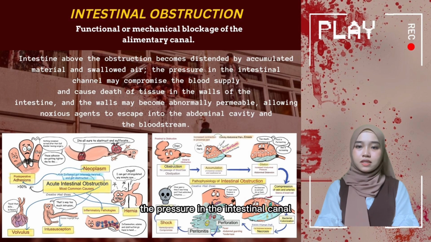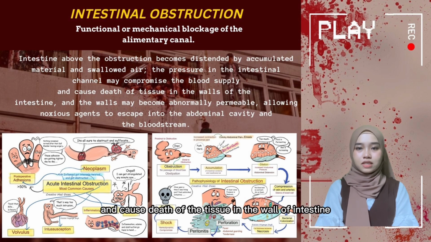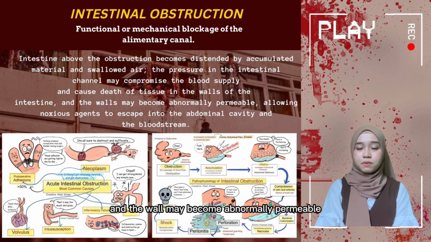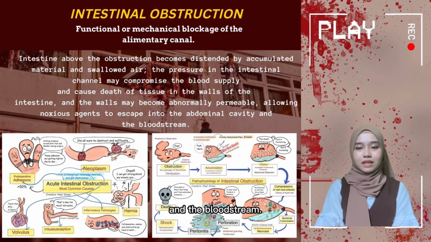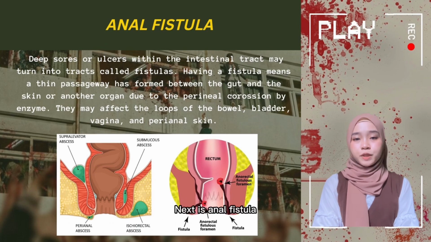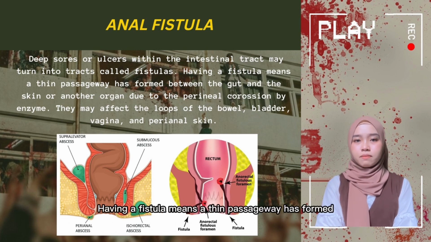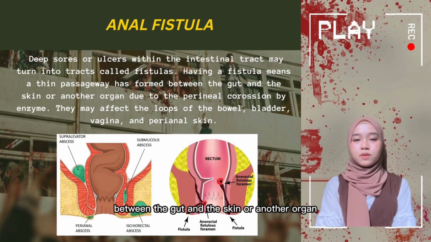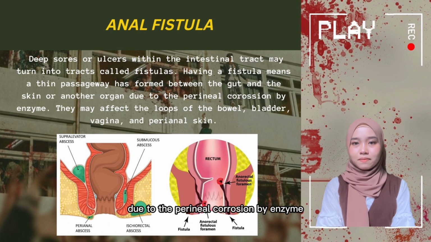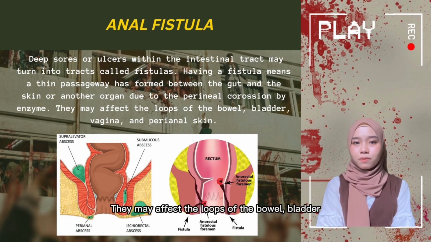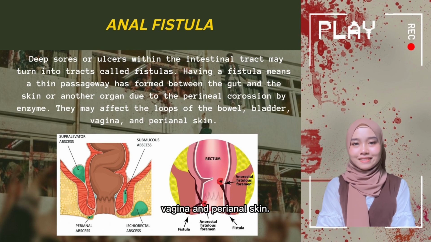The pressure in the intestinal channel may compromise the blood supply and cause death of the tissue in the wall of the intestine, and the wall may become abnormally permeable, allowing noxious agents to escape into the abdominal cavity and the bloodstream. Next is anal fistula. A deep sore or ulcer within the intestinal tract may turn into tracts called fistulas. Having a fistula means a thin passageway has formed between the gut and the skin or another organ due to perianal corrosion by enzymes. They may affect the loop of the bowel, bladder, vagina, and perianal skin.